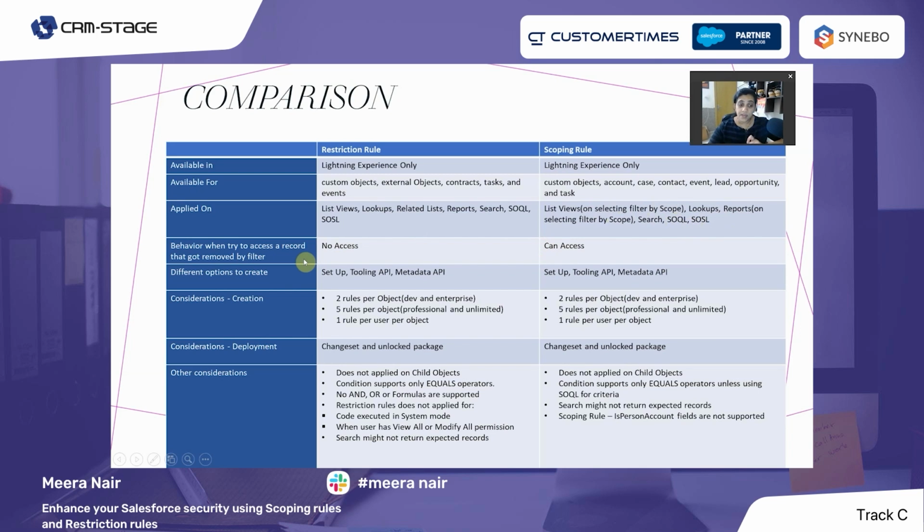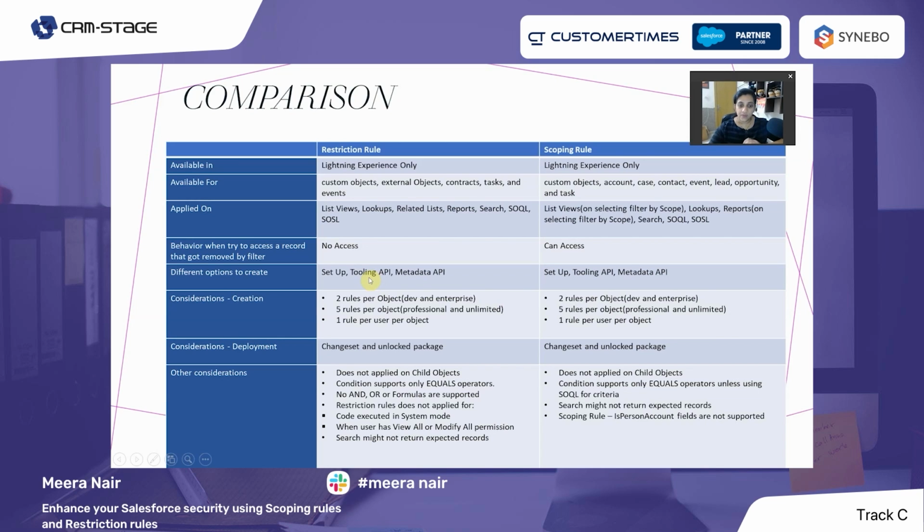And importantly, what is the access when you try to access a record that got removed by the filter? In restriction rule, you lose complete access to the other records. But using scoping rule, you can still access the records. What are the different options to create these records?